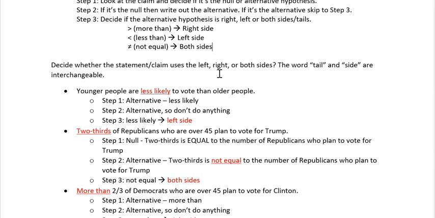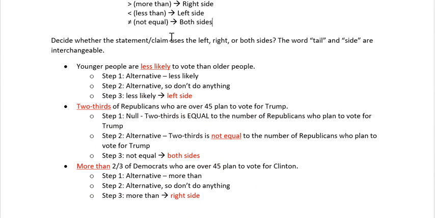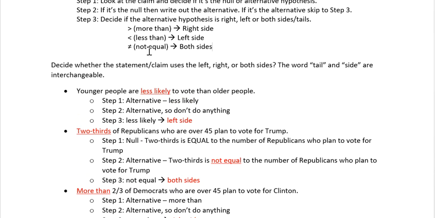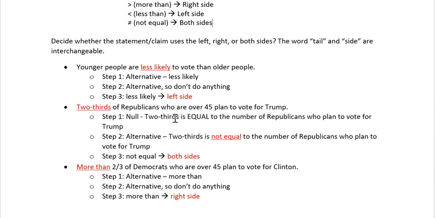And so you're probably like, okay, what does that mean? Well, let's do a couple of examples. So decide whether the statement claim uses the left, right, or both sides. The words tail and sides are interchangeable. So: younger people are less likely to vote than older people. Less likely is an alternative claim, or an alternative hypothesis, and so that's why I have alternative, less likely. So step 2, we don't have to do anything because it's already alternative. And then less likely, if we come back up here to our little cheat sheet, is left side, so it's left side.